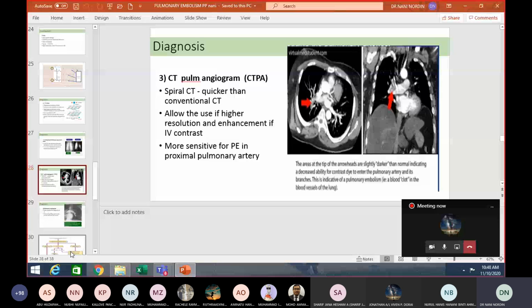Another important and more reliable test is what we call CT angiogram, CT pulmonary angiogram to be exact. This is done most of the time if you are highly suspicious that this is pulmonary embolism, because you will learn later that pulmonary angiogram is the gold standard for you to detect whether there's pulmonary embolism or not.